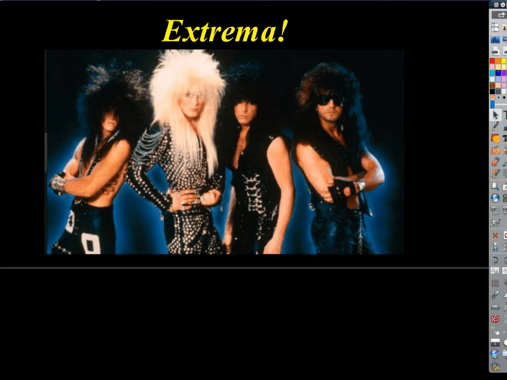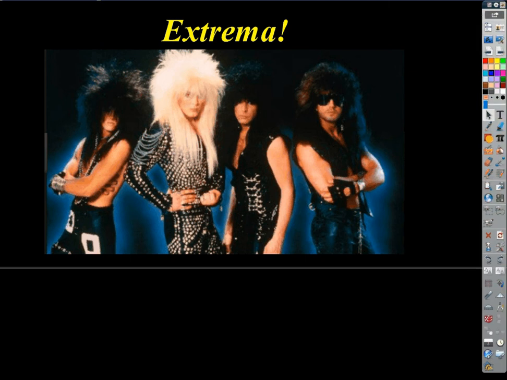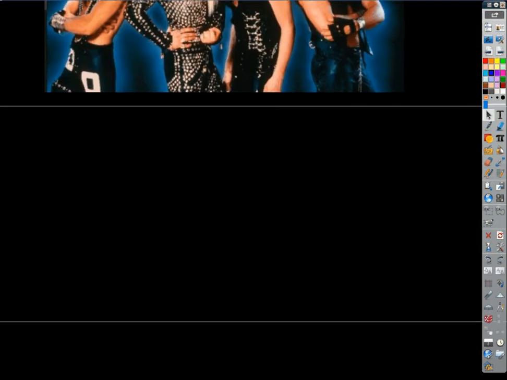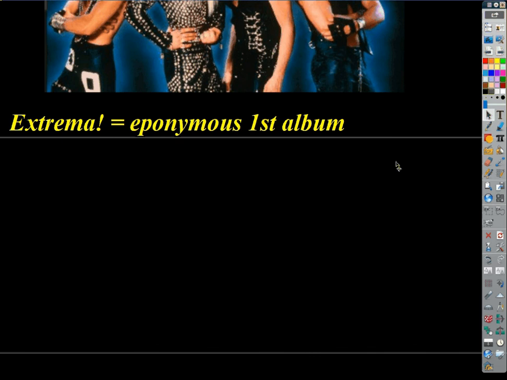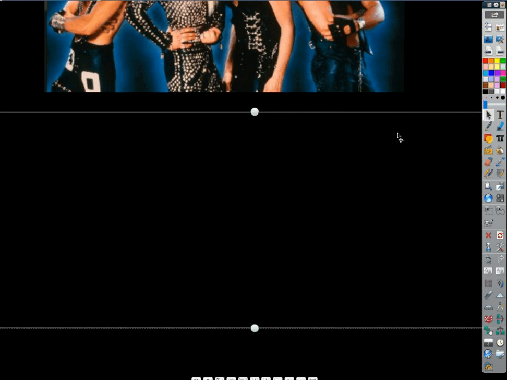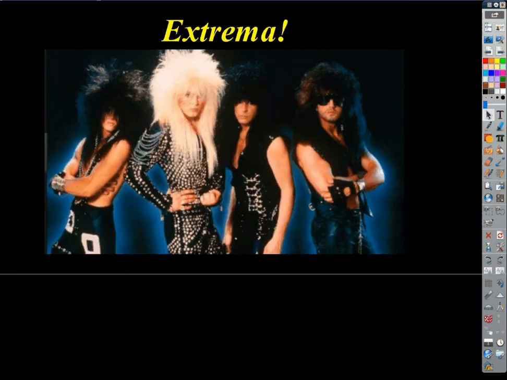It's a little more complicated than that, though. We have to be able to discuss it in a little more detail than that, right? So we're eventually going to introduce some other vocabulary. And these all could be related to this fictional band called Extrema, this 80s hair band.